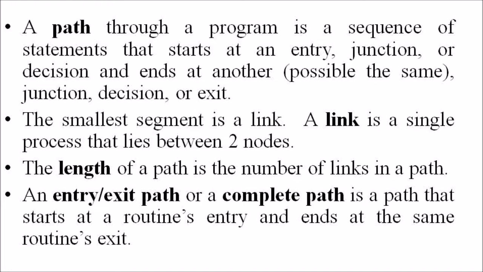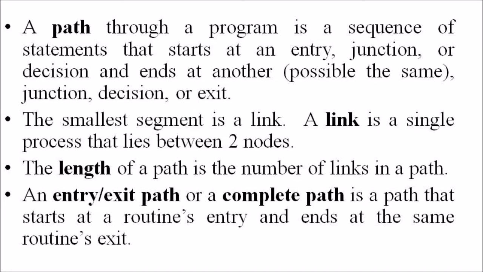A path through a program is a sequence of statements that starts at an entry, junction or decision and ends at another junction, decision or exit point. A path may be through several junctions, processes or decisions one or more times. Path consists of segments and the smallest segment is known as a link. A link is a single process that lies between two nodes.